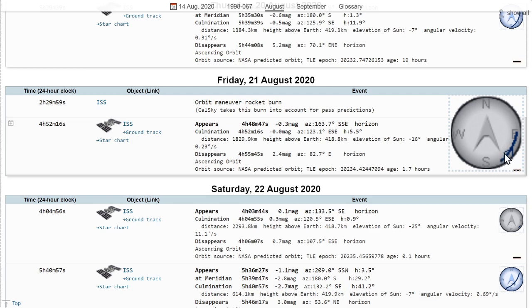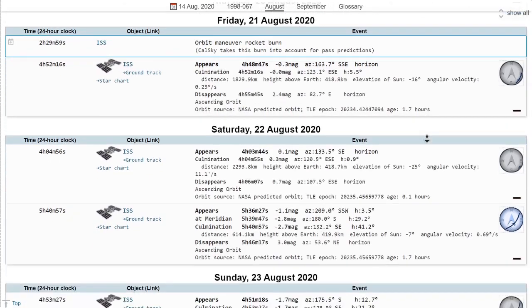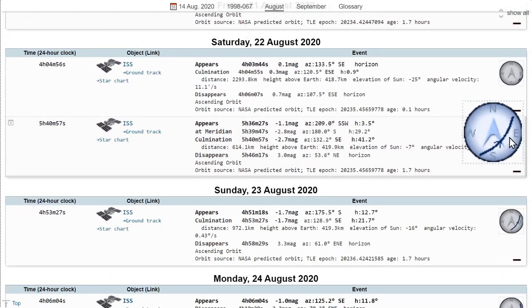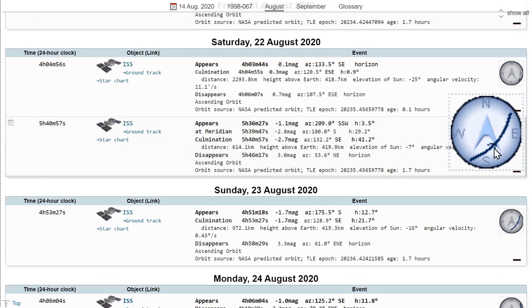If you want to spot it really well, you'll want it to be up rather high in our sky, kind of like this one on the 22nd. This is a decent flyover.